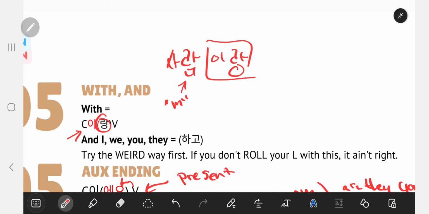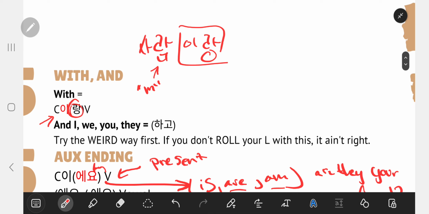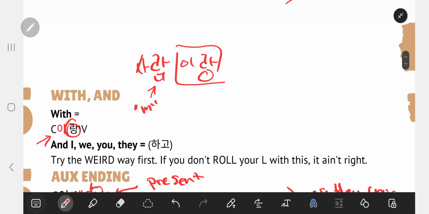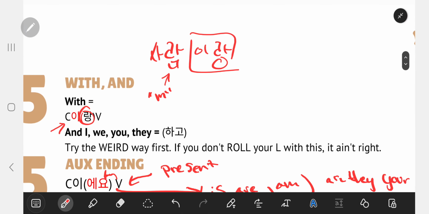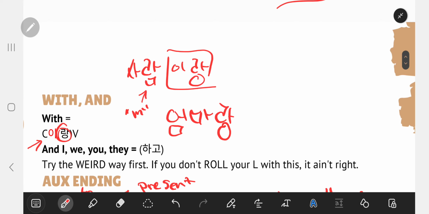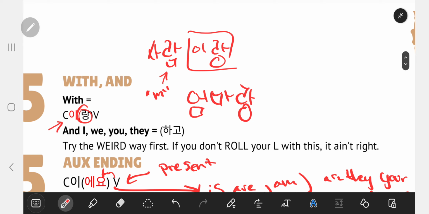Now, if it ends in a vowel, we only say this. So, for example, if you say something like 친구 again, or 엄마. So I'll say 엄마. And this ends in a vowel sound, so we'll only need to use this. The best way to understand is, if you are not rolling your tongue when you say a vowel sound ending, then it's probably wrong.